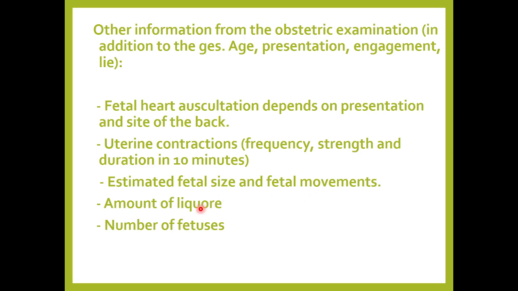You can determine the amount of liquor. If there is very excessive liquor, the uterus will be tense, you cannot feel the fetal parts, and it will be larger for gestation. But if it is oligohydramnios, the uterus will be smaller than gestation and will be tightly applied to the fetal parts. You can also tell the number of fetuses, whether it is single or twin.